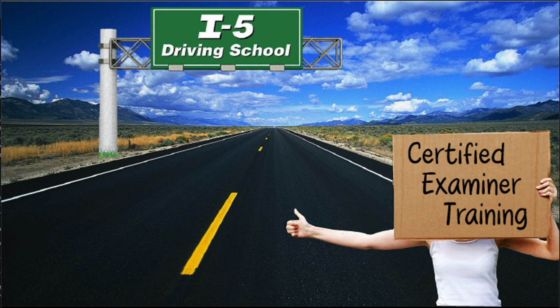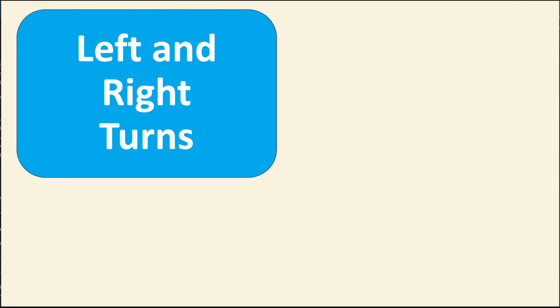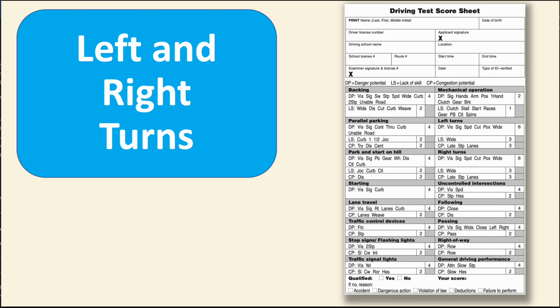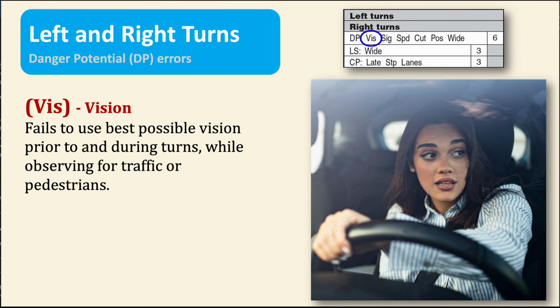Certified Examiner Training. Next section is left and right turns. On your score sheet, you're going to find this on the upper right section, left and right turns. We're going to cover both of them together since they all have the same exact penalties, but there are some slight differences where you land in the lane.